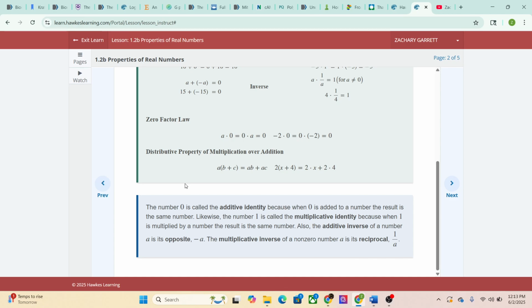The number 0 is called the additive identity because when 0 is added to a number, the result is the same number. Likewise, the number 1 is called the multiplicative identity because when 1 is multiplied by a number, the result is the same number. Also, the additive inverse of the number a is its opposite, negative a. The multiplicative inverse of a non-zero number a is its reciprocal, 1 over a.